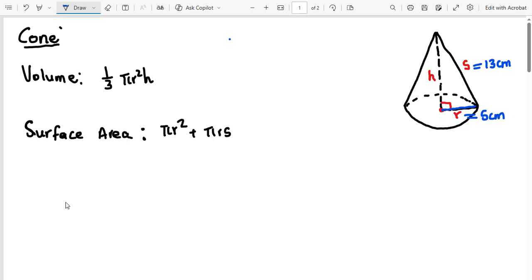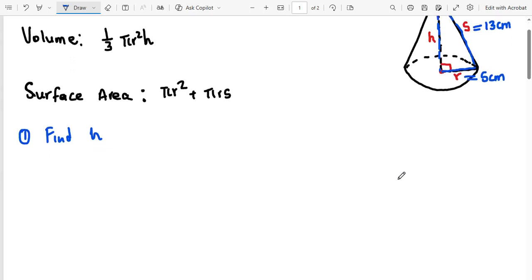And then the first question says, find H. Okay, so what are you going to do to find H? H is the height, right? If I go to my cone, I can see that this part H, the slant height and the radius give me a right angle triangle. So this tells you that you need to go back to grade 11 and revise the theorem of Pythagoras.